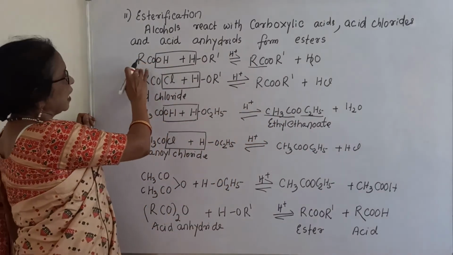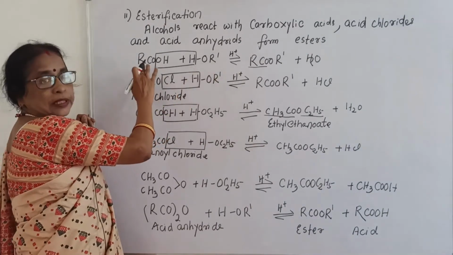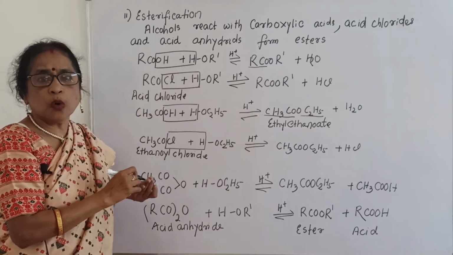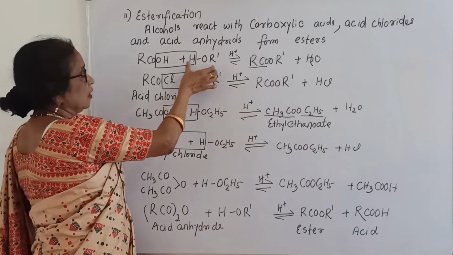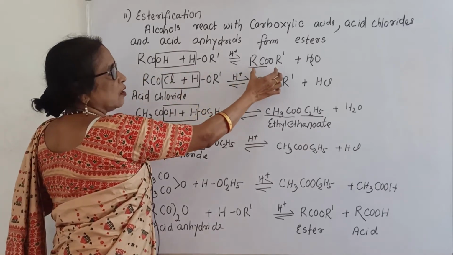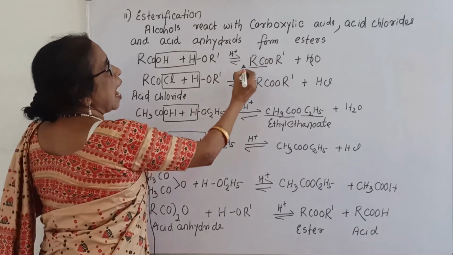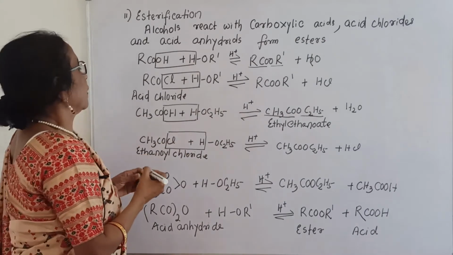Then again come to our reaction of alcohol with acid. This is the general formula of acid, RCOOH, and this is R-OH, alcohol. This is acid, and what is the result? RCOOR', that means RCO is the acid part, OR' is the alcohol part.